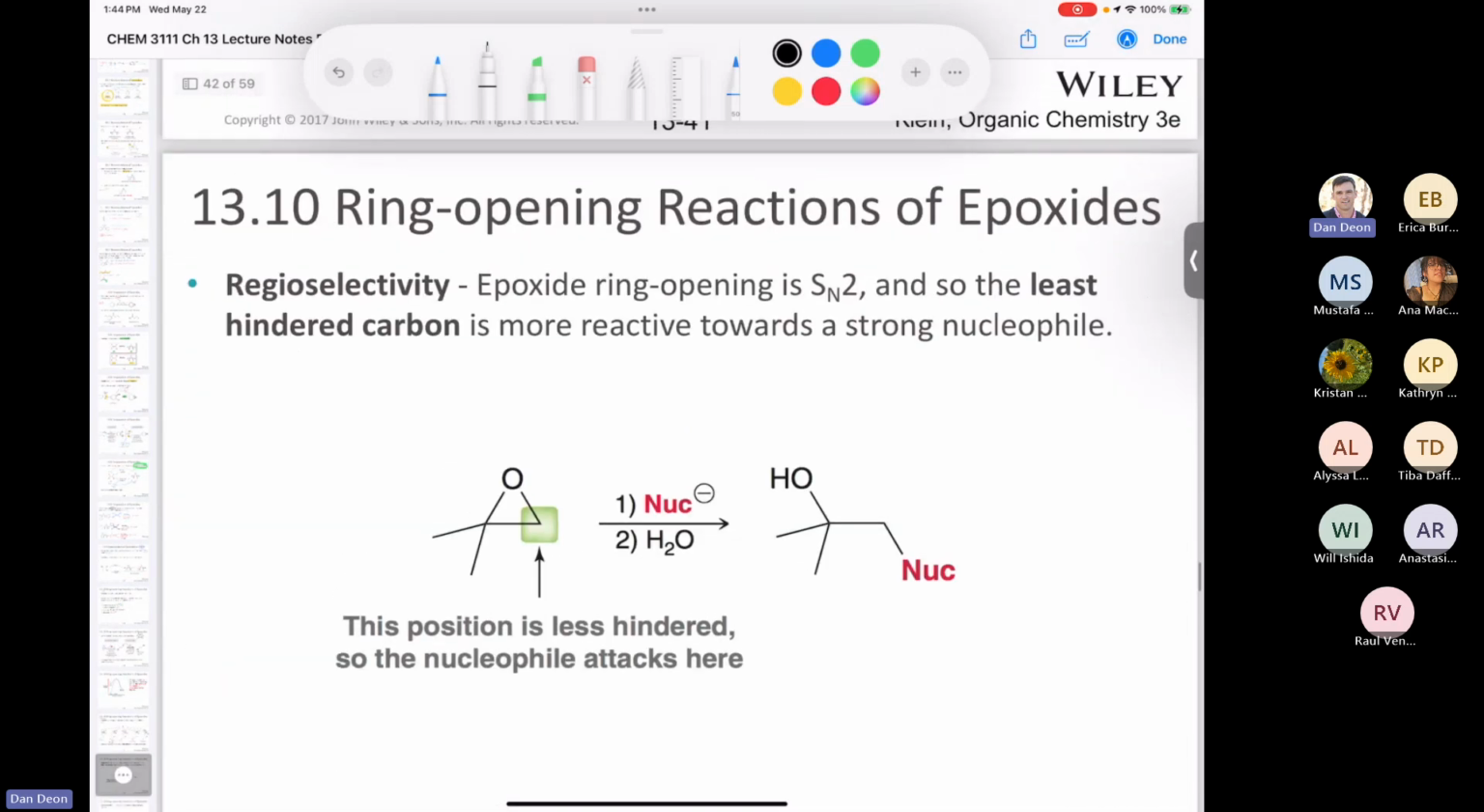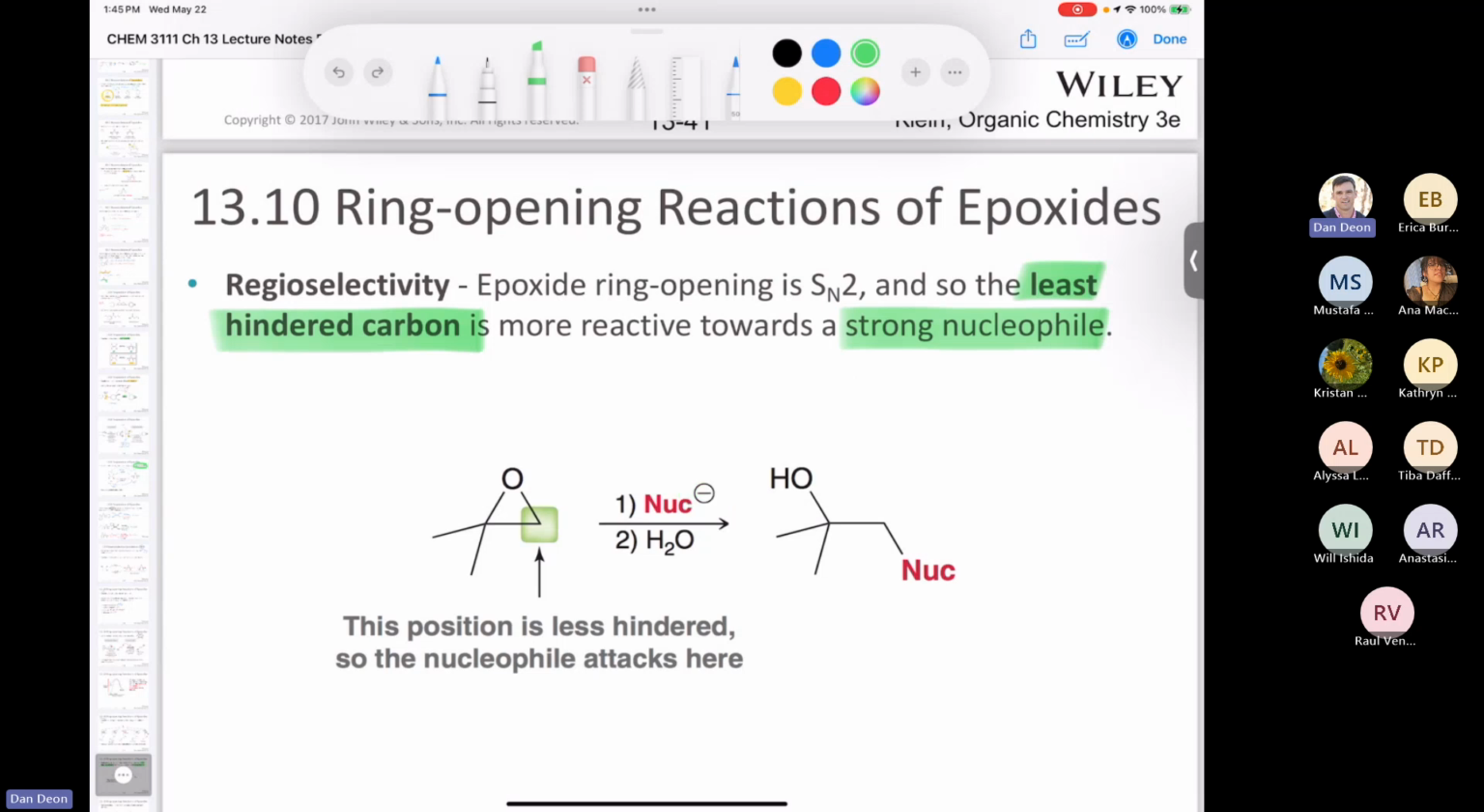So let's go through these. Here we go. So regioselectivity. Epoxide ring opening is SN2, and so the least hindered carbon is going to be more reactive towards a strong nucleophile. So here's the key. If you have a strong nucleophile, it's going to go to the least hindered carbon. End of story. Okay? A strong nucleophile. So here you have a nucleophile with a negative charge. Is that strong? Of course.